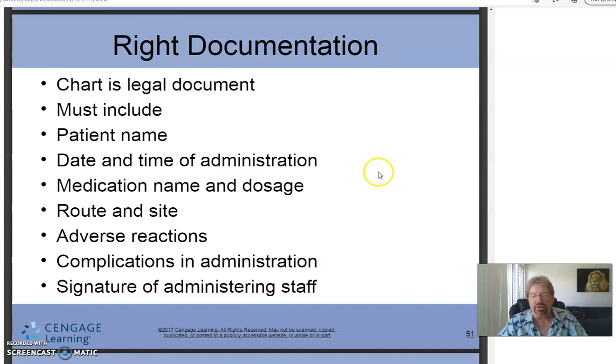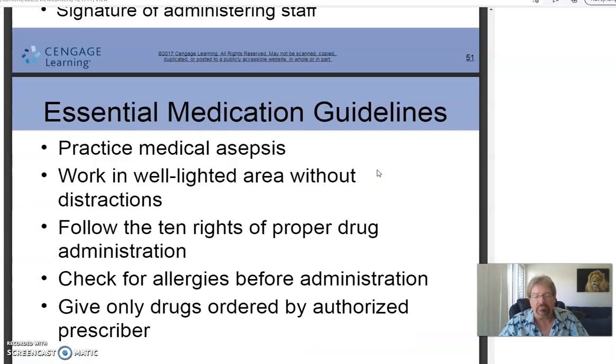Chart is a legal document. Who does it belong to, guys? And who said it belongs to the patient? You're wrong. It belongs to the facility. The patient has a right to a copy of it.